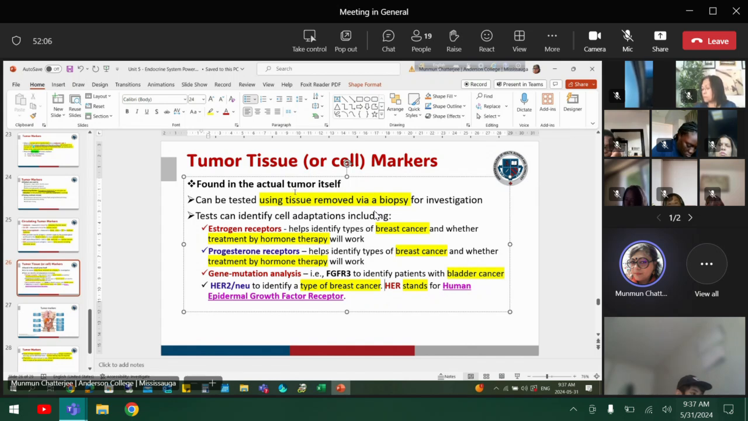So basically the tissue specific markers are mainly estrogen receptor, progesterone receptor, and some others like FGFR3. This is identified for bladder cancer, urinary bladder cancer. It is done by gene mutation analysis, but the marker is FGFR3.